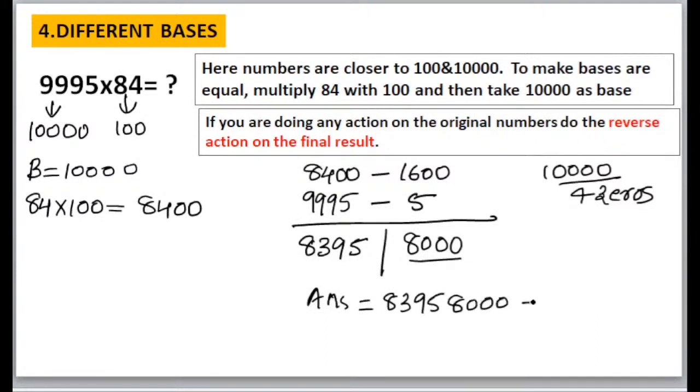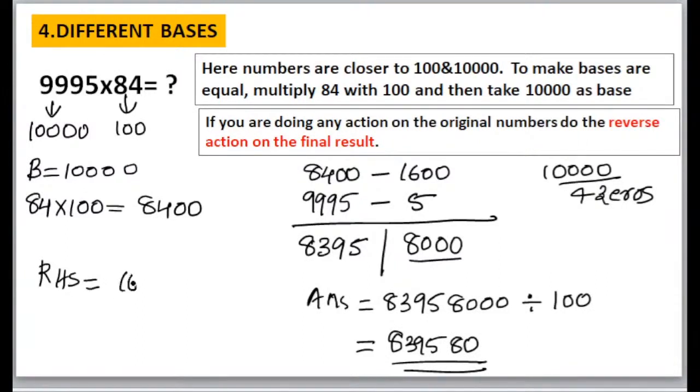Divided by 100, because we have multiplied the original number with 100. So you have to divide the final result with 100. 839580 is your final answer. Here you have RHS is equal to 1600 into 5 and your LHS is equal to 8400 minus 5.